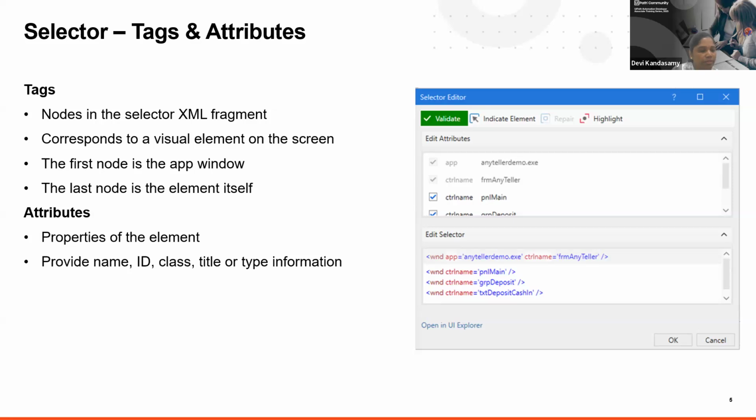And what is an attribute? Attributes are properties or characteristics that add more information to the element, and they contain a name-value pair. Here we have control name as an attribute, app is an attribute, and there are other common attributes like name, ID, class, title, and type. These attributes provide more information about the element, and help you take action on the element.